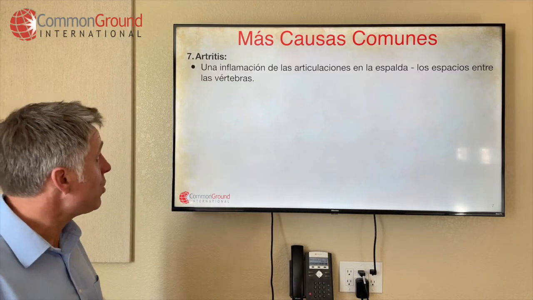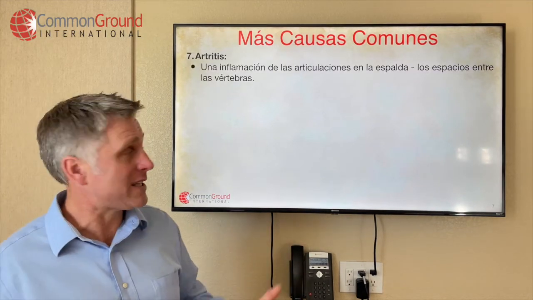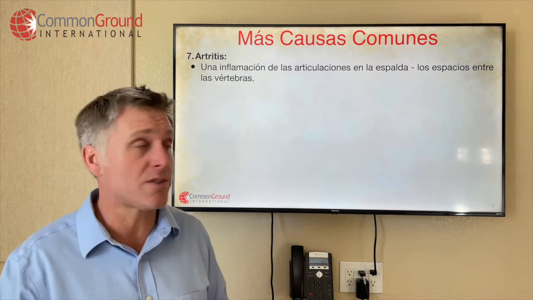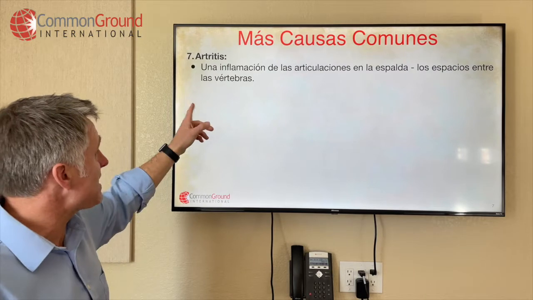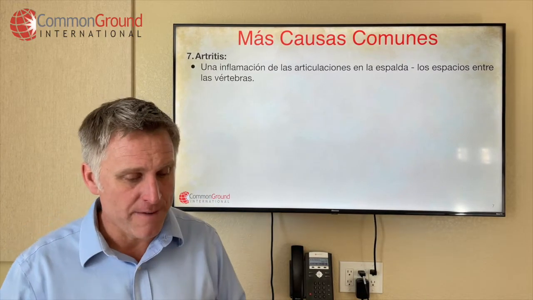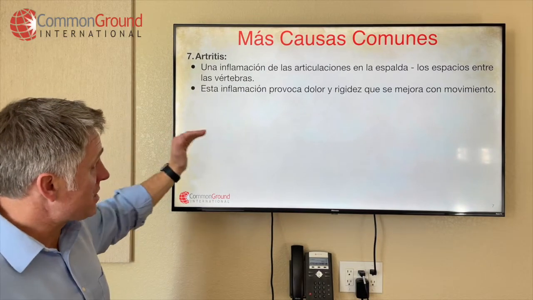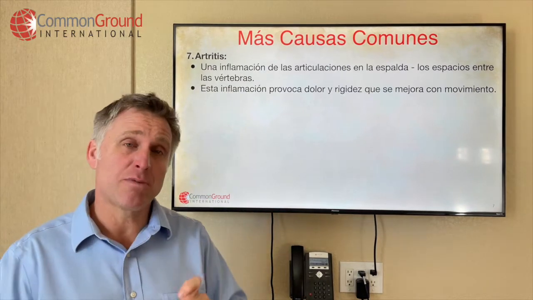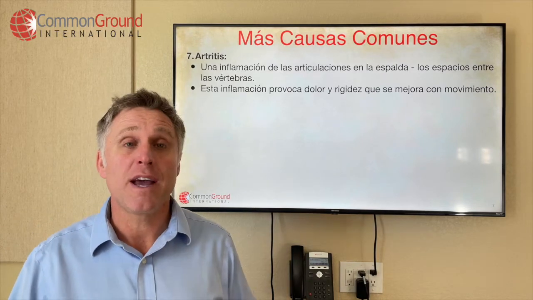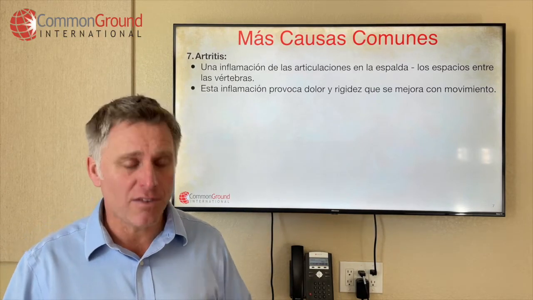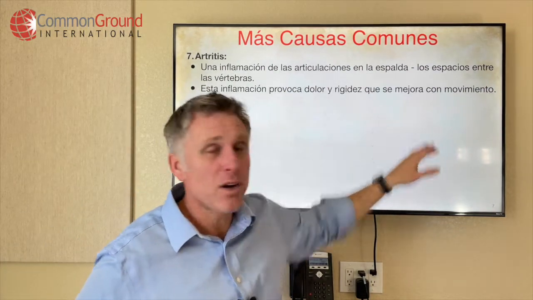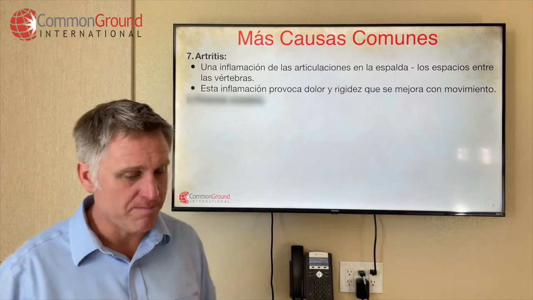Artritis. Una inflamación de las articulaciones en la espalda. So an inflammation of the joints, articulaciones, joints. En la espalda, los espacios entre las vértebras. So the spaces between the vertebrae. Esta inflamación provoca dolor, so this inflammation causes pain, y rigidez que se mejora con movimiento, and rigidity or stiffness that improves with movement, que se mejora con movimiento, that gets better with movement.